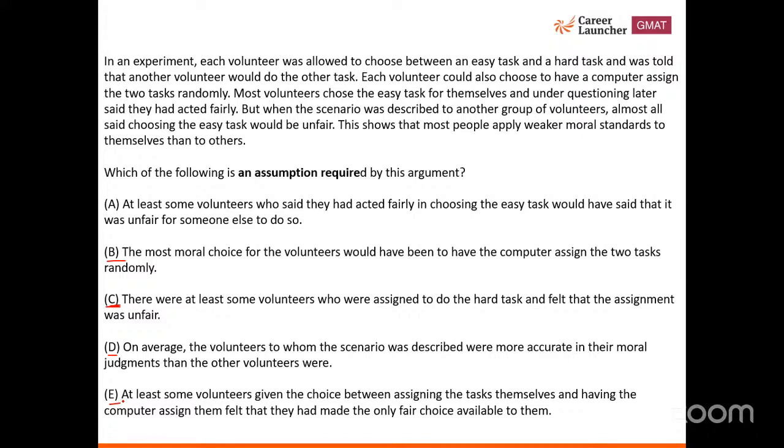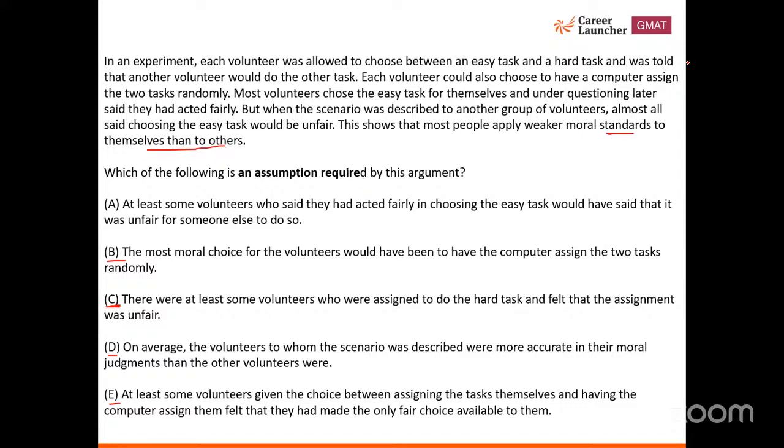Okay. So here, first of all, you need to understand the argument in a manner that you understand what the conclusion is, right? As I said earlier, it's important that we figure out what the conclusion is here, right? So as you can see here, the conclusion is that most people apply weaker moral standards to themselves than to others. Right? That is the conclusion here. Why are we saying so?